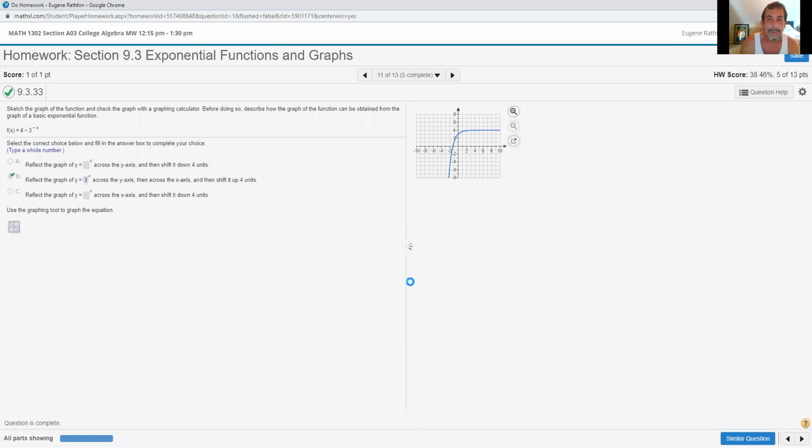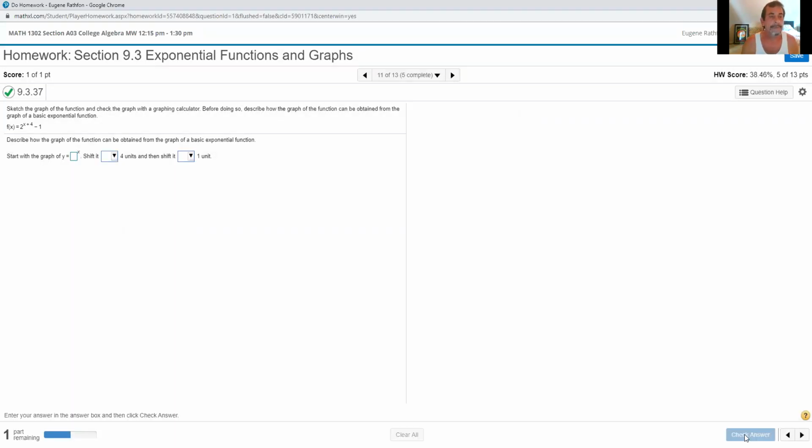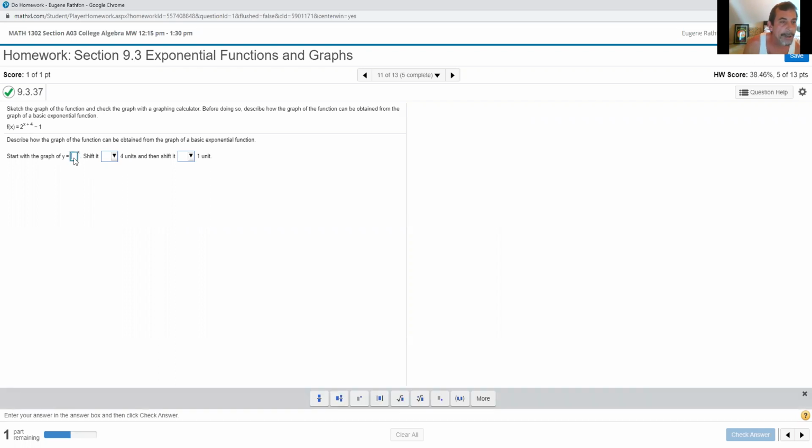Let me see, was there one more of those? Yeah, we had one more. So let me hit similar on this one because I did that earlier. All right, y'all, so here we go. I got 2 to the x plus 4 minus 1. So I'm going to start with the graph of 2 to the x.